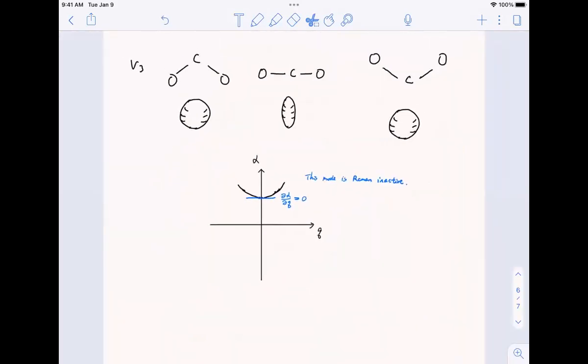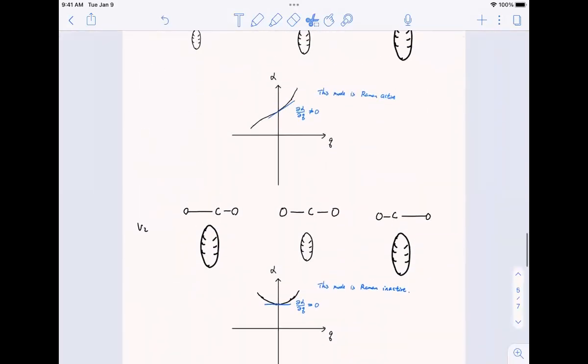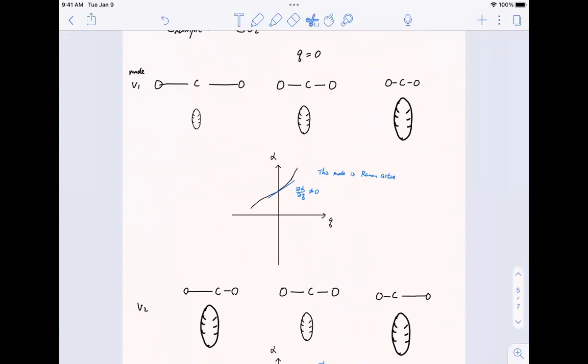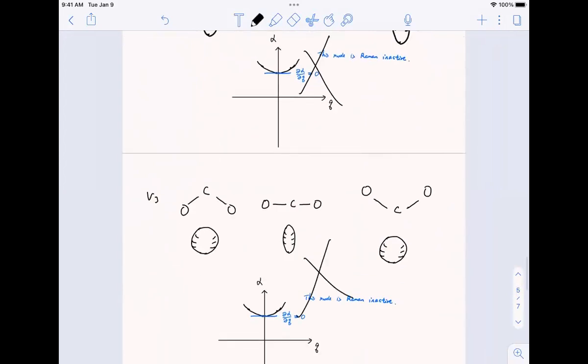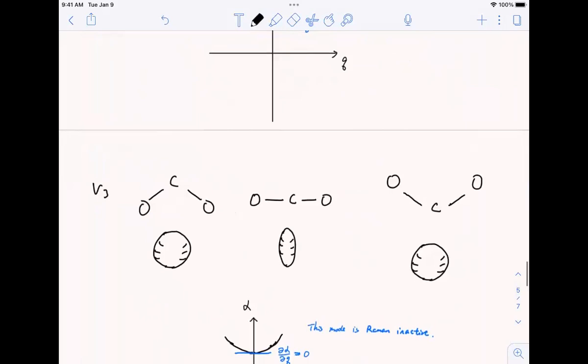Okay, so in summary, in carbon dioxide, there are 3 modes. One of them is Raman active. This one is Raman active. And this one is not Raman active. This one is not Raman active. Okay, so using our simple theory, we show that. You don't actually need group theory. And I personally like this kind of pictorial way to understand Raman, because it's more straightforward, more visually appealing.